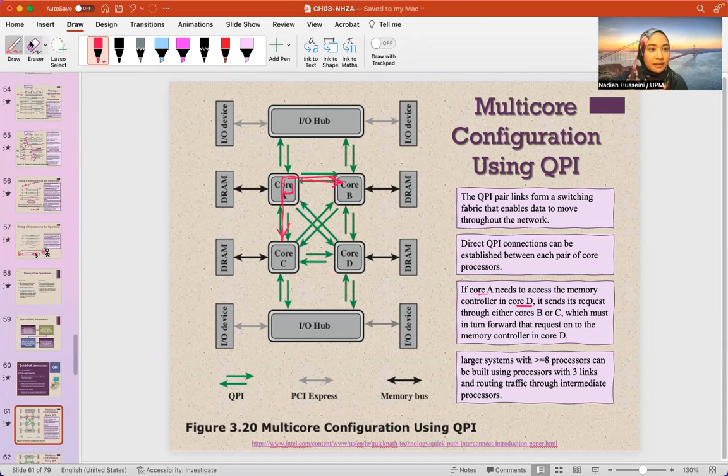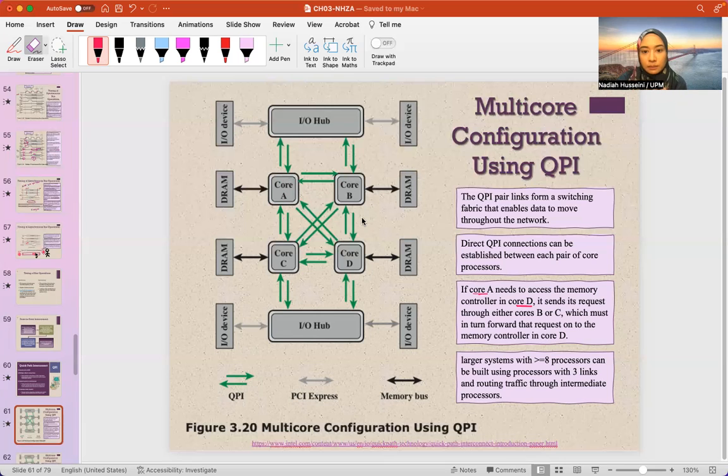I don't know why it's like that, but it is. This is how the QPI works. And the core is connected to the I/O hubs, and the I/O hubs, called IOH, are connected to I/O devices. Over here, it is bidirectional. You can exchange data. And the core is connected bidirectionally to the memory bus, to the dynamic random access memory, DRAM.